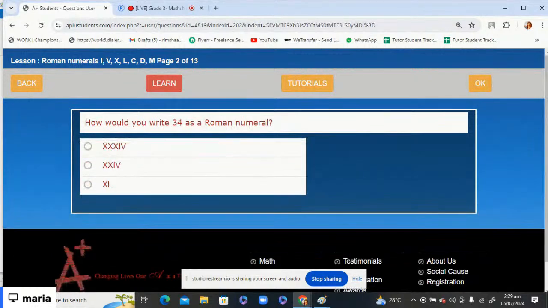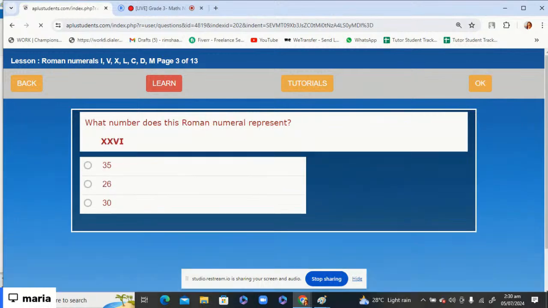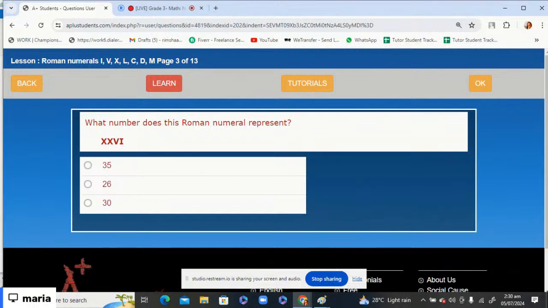Okay, now how do you write 34 as a Roman numeral? So for 34, 30 is represented by XXX and 4 is represented by IV. So XXXIV. This is the basic idea. Now, which number does this Roman numeral represent?